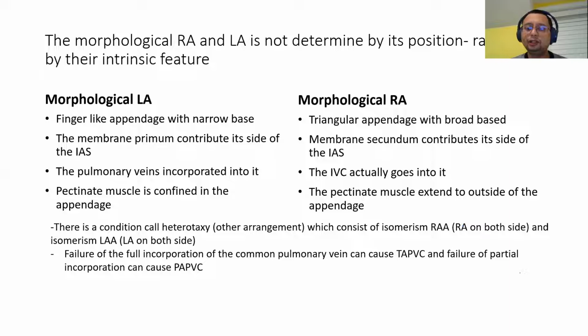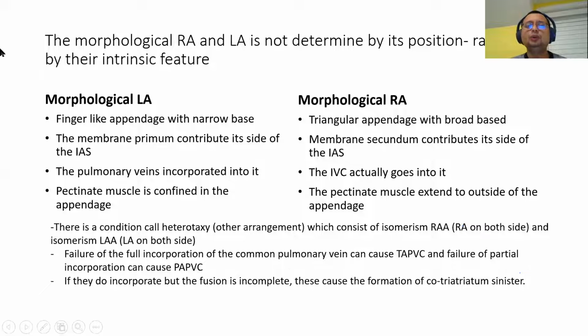If only part of it merges with the left atrium and some part doesn't merge with the left atrium, what you would have is cor triatriatum. Okay, so the common pulmonary vein goes into the left atrium, but the membrane that divided the two doesn't disappear, and that is called cor triatriatum. Okay, so that is how total anomalous pulmonary venous connection and partial anomalous pulmonary venous connection happen. Okay, it is because of the fusion of this common pulmonary vein.